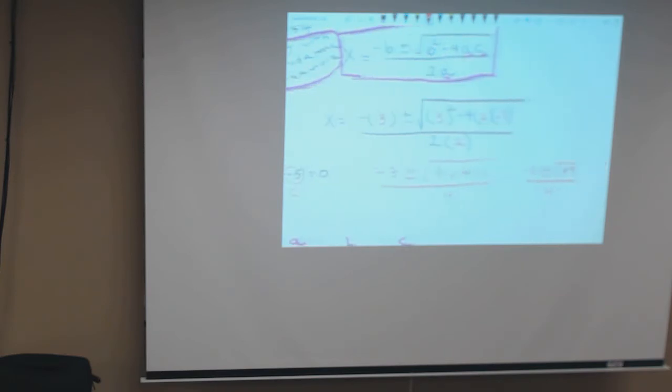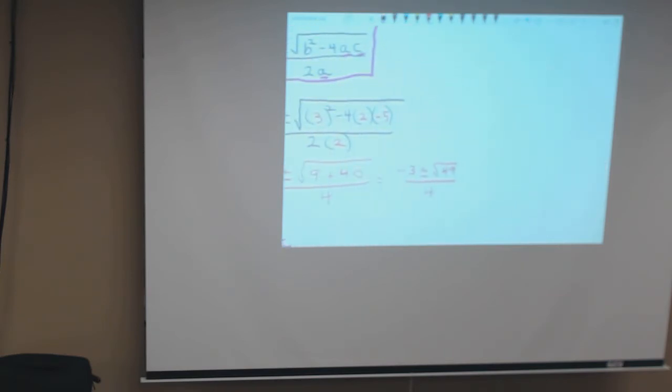Divided by 4. So what we have are two answers. -3 plus 7 over 4, or -3 minus 7 over 4. -3 plus 7 would be 4 over 4. That would be 1. And -3 minus 7 is -10 over 4, that would be -5/2.